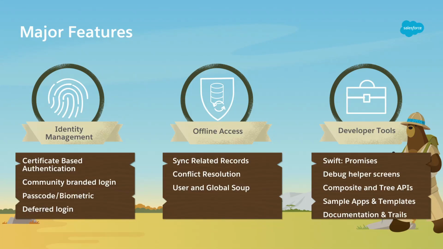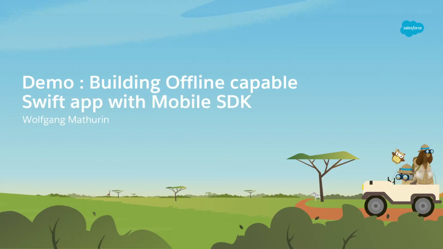On the developer side, we are making constant improvements in our tooling. In the latest releases, we added support for promises in Swift. We added debug helper screens to help you debug your app faster. We support composite and tree APIs. And along with all of that, we give you a lot of sample apps, templates, and documentation. So there are a lot of things that we give you to get you started on this journey. But with that, I'm going to bring in Wolf, who's going to show us how to build an app with Mobile SDK.